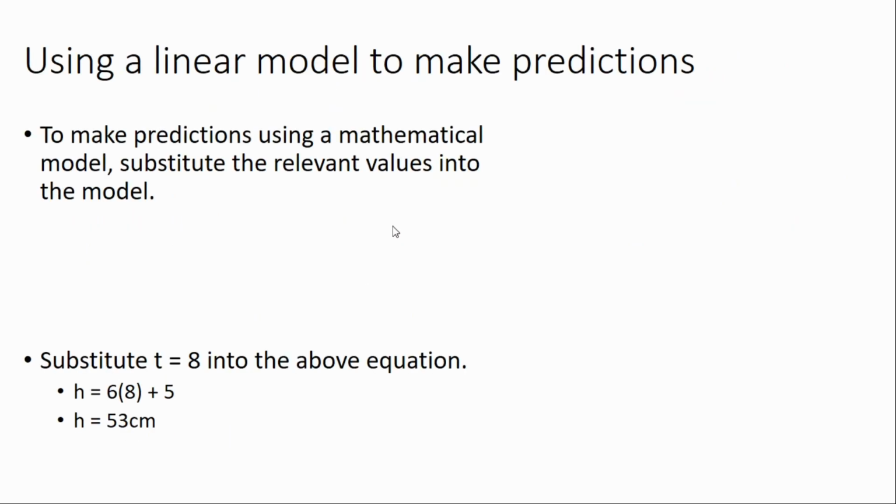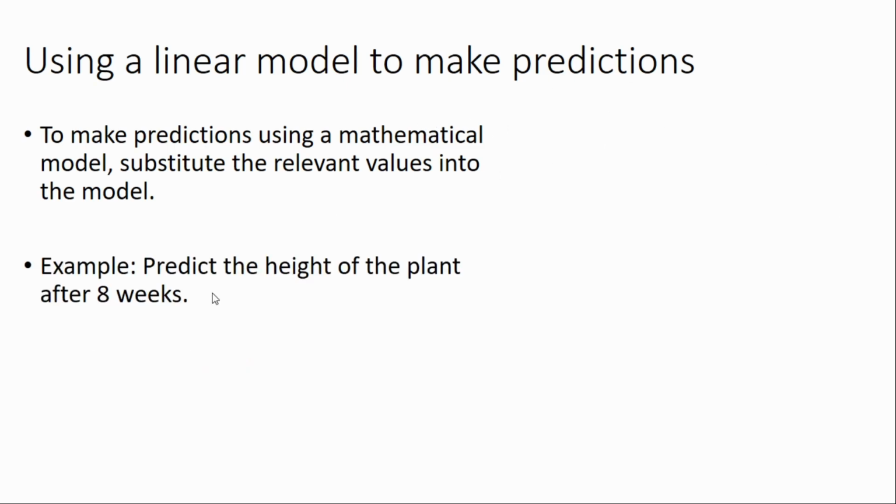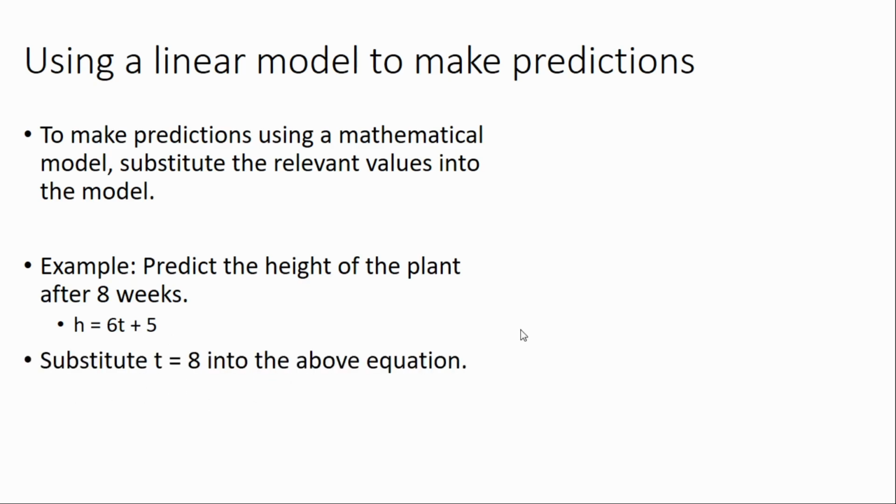Once we've got a linear model, we can use it to make predictions. So an example problem you might get is predict the height of the plant after 8 weeks. So this is using the linear model we made in the previous slide. And remembering that our equation was h equals 6t plus 5. So when it says 8 weeks, that's referring to t equals 8. So I will need to substitute t equals 8 into the above equation, and that gives me 6 bracket 8 plus 5, which means 6 times 8 plus 5. That will give you 48 plus 5, so h equals 53 centimeters. So in words, your answer might be the predicted height of the plant after 8 weeks is 53 centimeters.